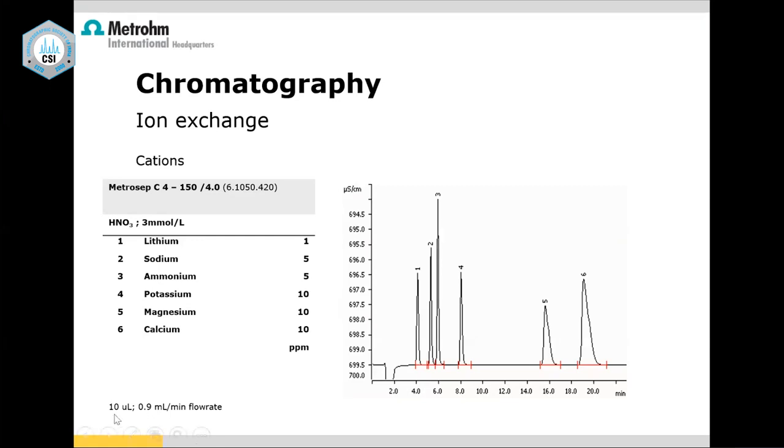And the sample amount being injected is only 10 microliters. With this, we are able to separate 6 ions in 20 minutes. Again, it's just an example, but we can even do 15 ions in 30 minutes, especially for cations, along with other amines also, like primary amines, secondary amines, etc.